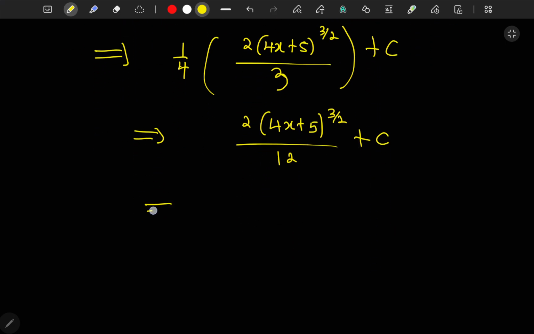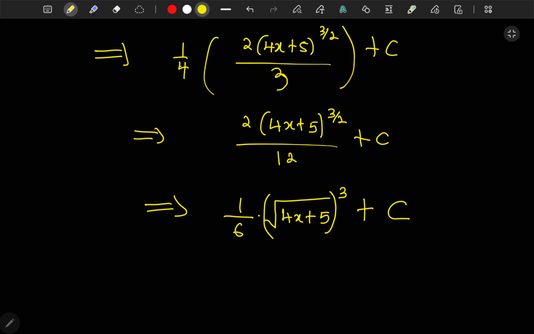And now the final answer comes to 1 over 6 multiplied by, now this is just the root. Now you cube it, so this becomes the root of 4x plus 5, then to the power 3, plus c. This is what it means.